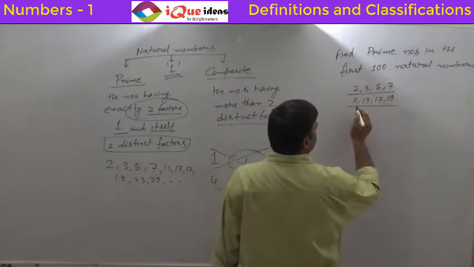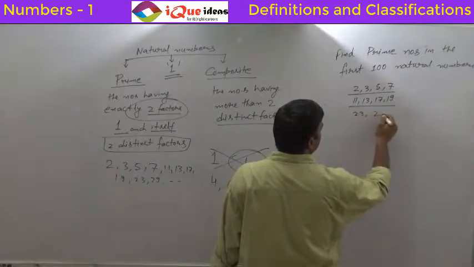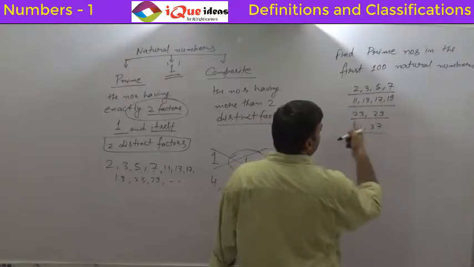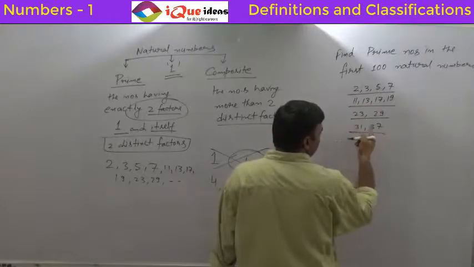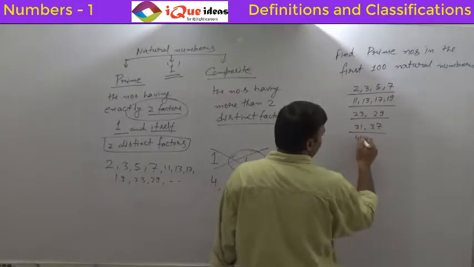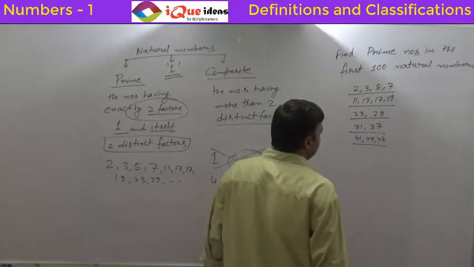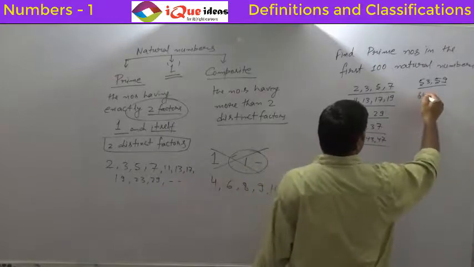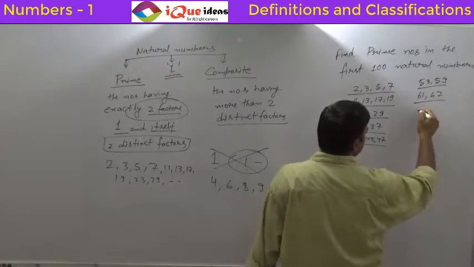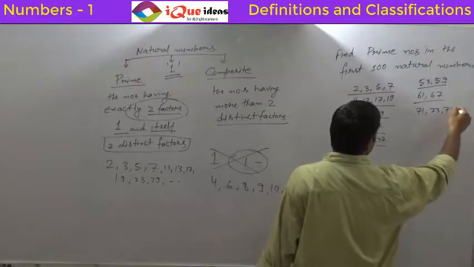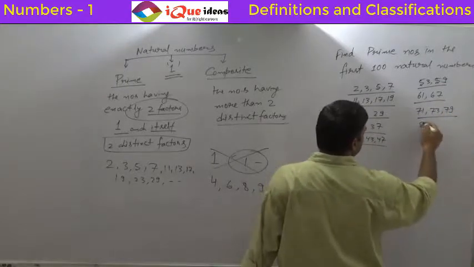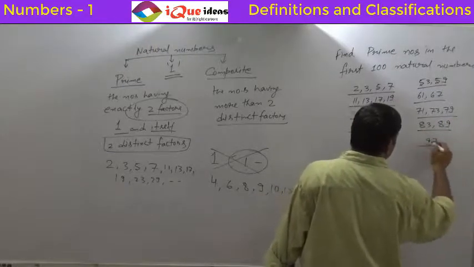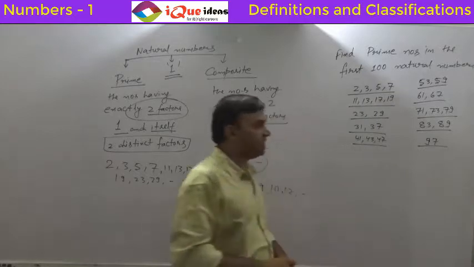Okay. So 2, 3, 5, 7, 11, 13, 17, 19, 23, 29, 31, 37. So 1 to 10, 11 to 20, 21 to 30, 31 to 40, then 41 to 50, 41, 43, 47, then 51 to 60, 53, 59, then 61 to 70, 61, 67, then 71 to 80, that is 71, 73, 79, then 81 to 90, that is 83 and 89. And very interestingly, from 91 to 100, there is only one prime number, and that is 97.